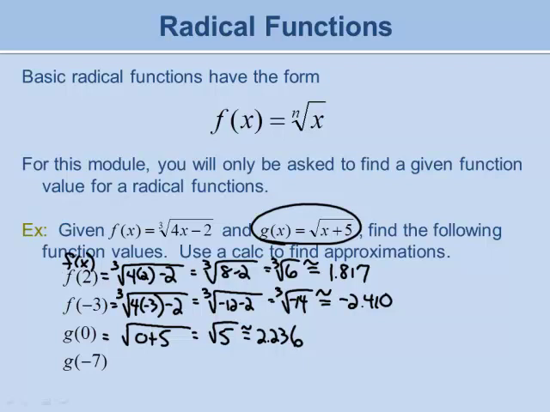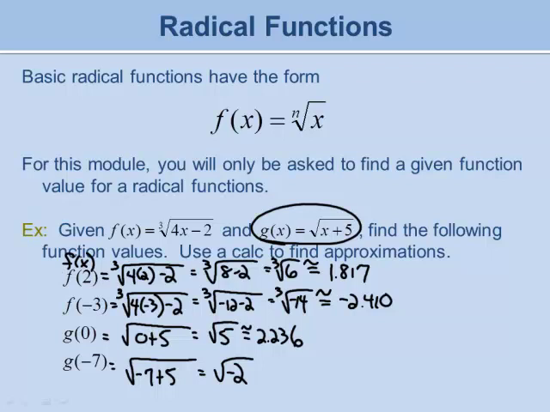And g of negative 7 simply says look at the g function again and put negative 7 in for x. So here we're going to take this and we're going to get now negative 7 plus 5, which is the square root of negative 2.